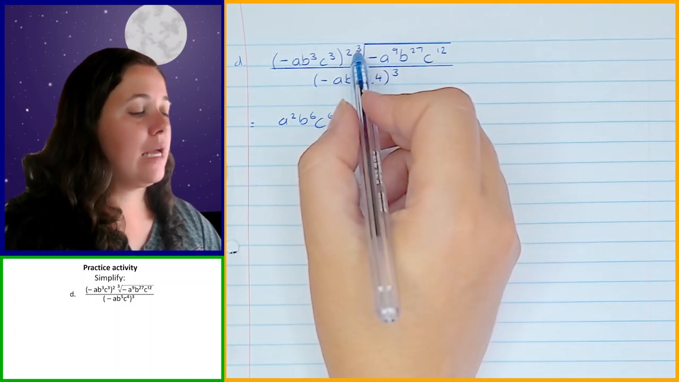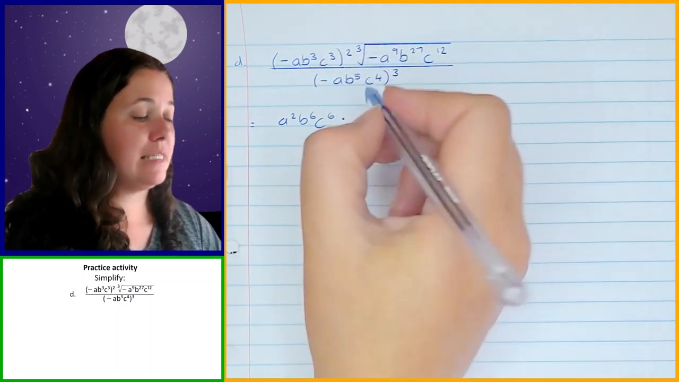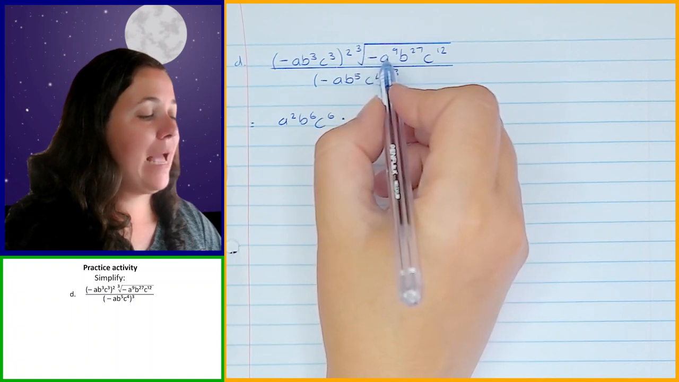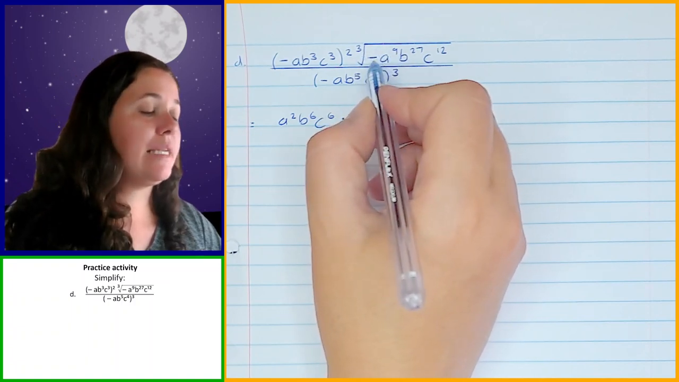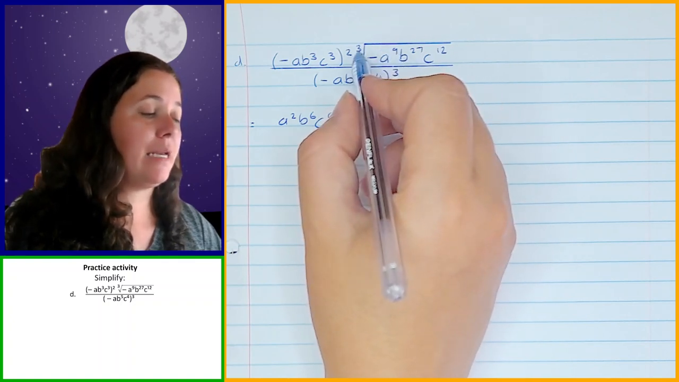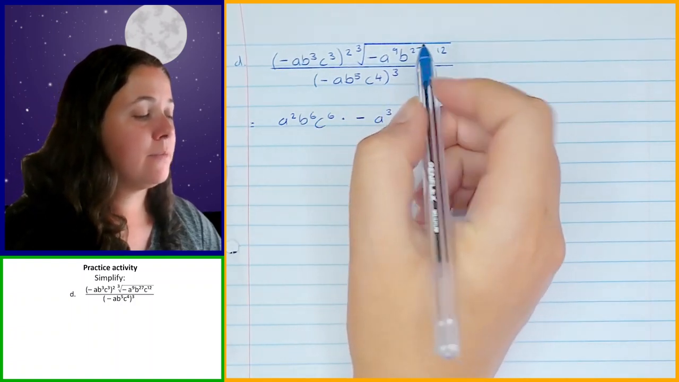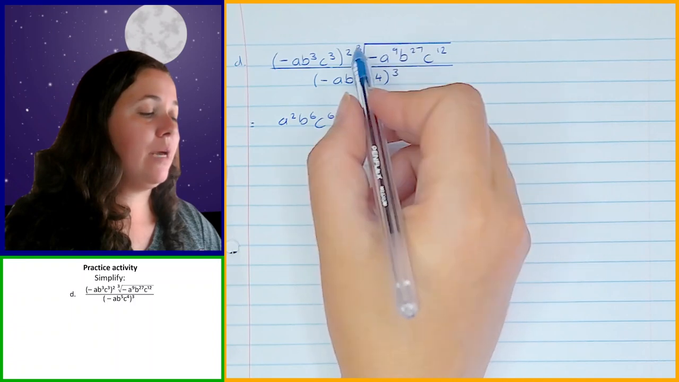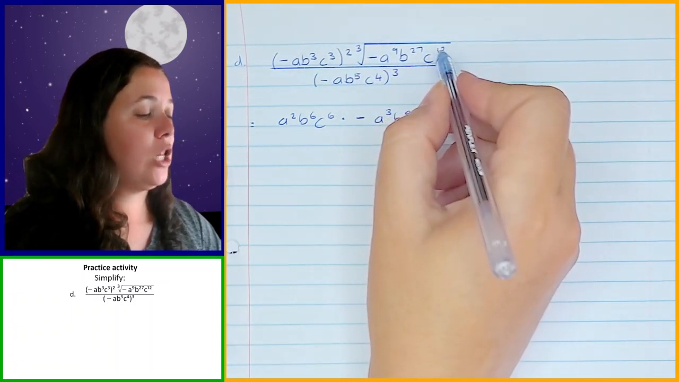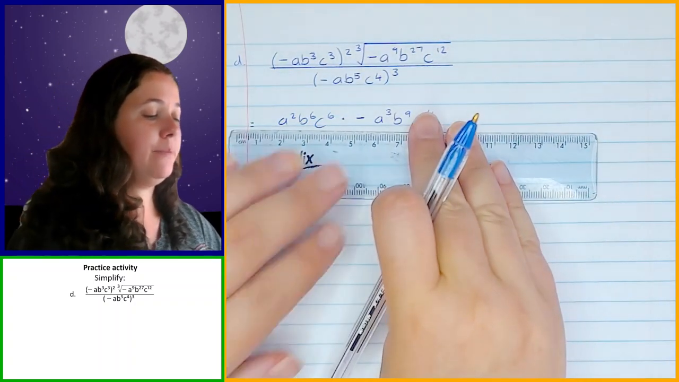Now I've got the cube root of negative. Now when you cube root a negative, it stays negative. Okay, so that's still going to be negative. Then I've got the cube root of a to the power of 9. Now when I take the cube root of a power, I must divide my exponent by that number. So it's 9 divided by 3 is 3. So that's going to be a to the power of 3, or a cubed. Then b to the power of 27, I'm going to divide the 27 by 3. That gives me b to the power of 9. And then c to the power of 12, I'm going to divide by 3, and that gives me c to the power of 4. Okay, so that's what you should get over there.